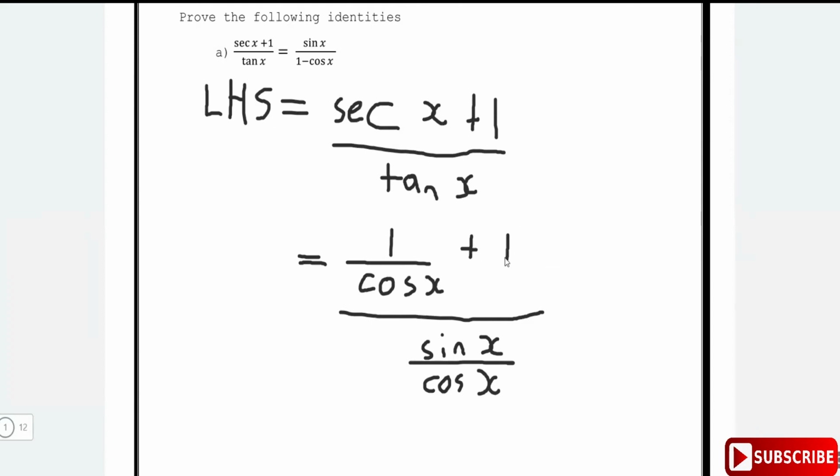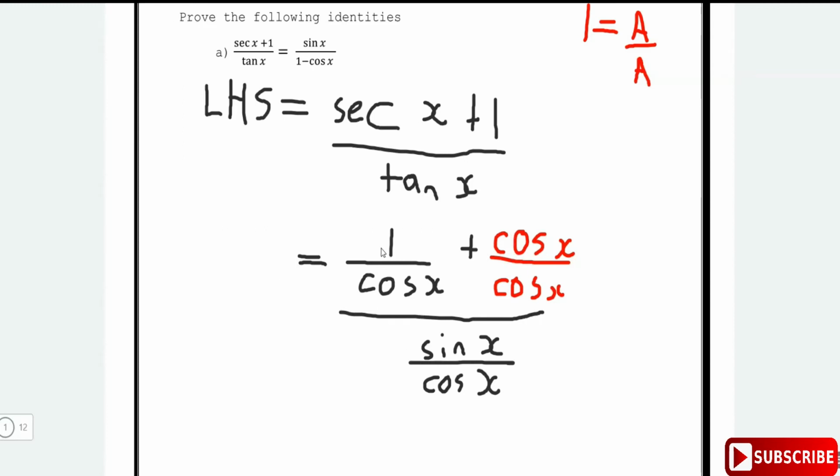Now, this 1 right here can be rewritten as cosine x over cosine x, and that's still 1, because 1 is equal to anything over itself. 1 is a over a, right? In this case, a is cos x. Cos x over cos x is 1. So we rewrite the 1 as cos x over cos x.